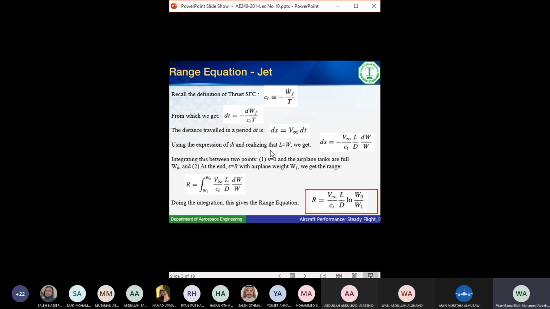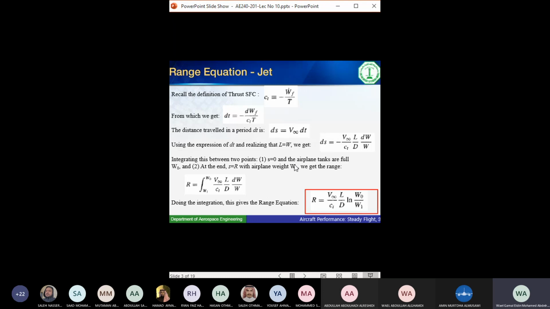flight. From the very beginning, when the distance flown was 0, to the final when the distance is the range R. So that would be the limits on the left side. The limits on the right side would be the limits on the weight. What's the weight of the aircraft at the beginning and the weight of the aircraft at the end? Weight of the aircraft at the beginning, we are going to call it W naught. That means it's the total weight of the aircraft including fuel.